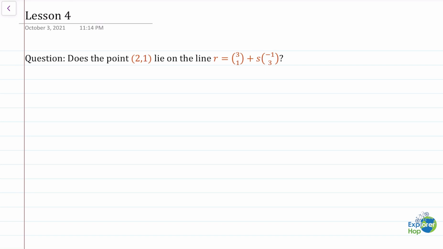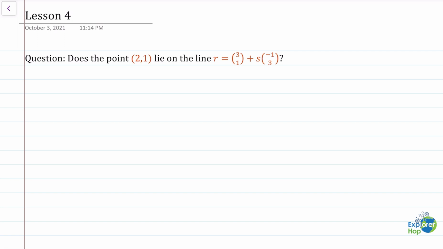In today's worked example, we will be looking at whether the point (2, 1) lies on the line r = (3, 1) + s(-1, 3). So let's start. The very first step that we'll be doing is writing the equation in its parametric form.